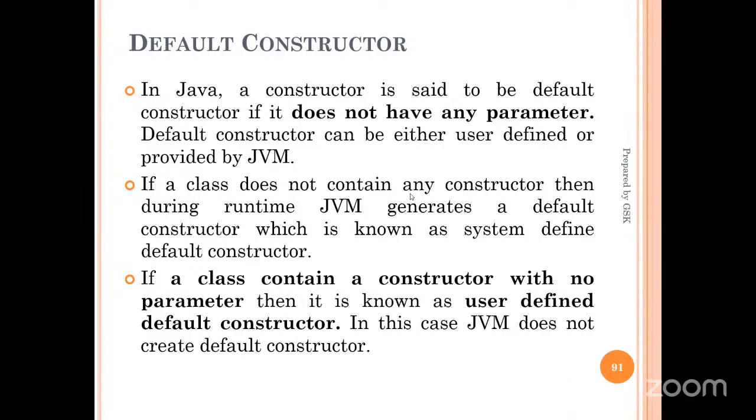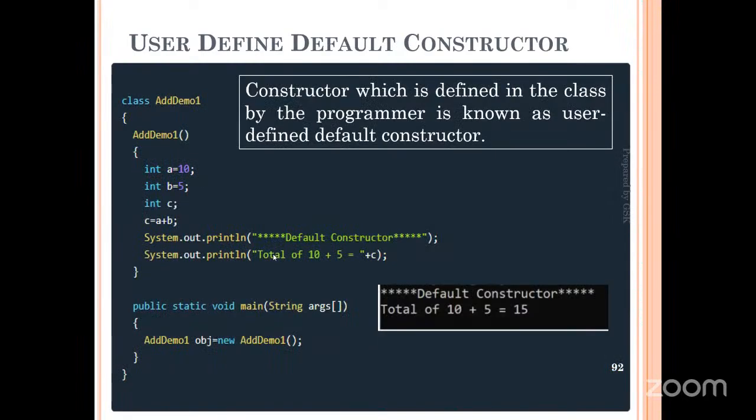Suppose if a class doesn't contain any constructor, during the runtime JVM generates a default constructor that is called system defined default constructor. You are not writing any constructor code, but internally JVM creates that. That is called system defined, system defined default constructor. See this code.